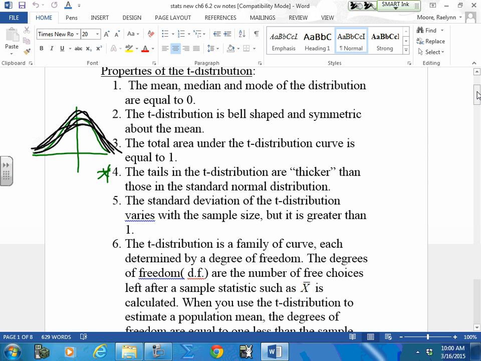Now, degrees of freedom are the number of free choices left after a sample statistic, such as the mean, is calculated. Degrees of freedom is like this. Did you ever play musical chairs?